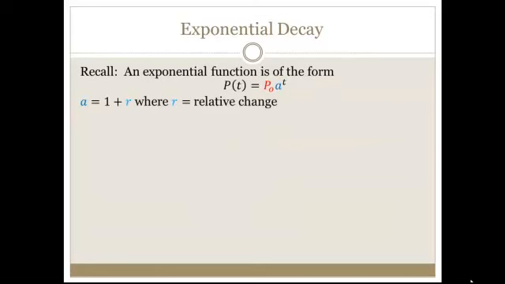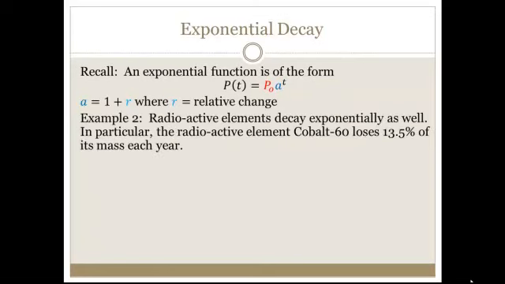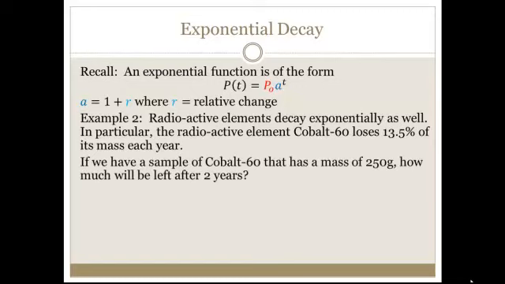Now let's look at another example. Radioactive elements decay exponentially as well. In particular, the radioactive element cobalt-60 loses 13.5% of its mass each year. If we have a sample of cobalt-60 that has a mass of 250 grams, how much will be left after 2 years?